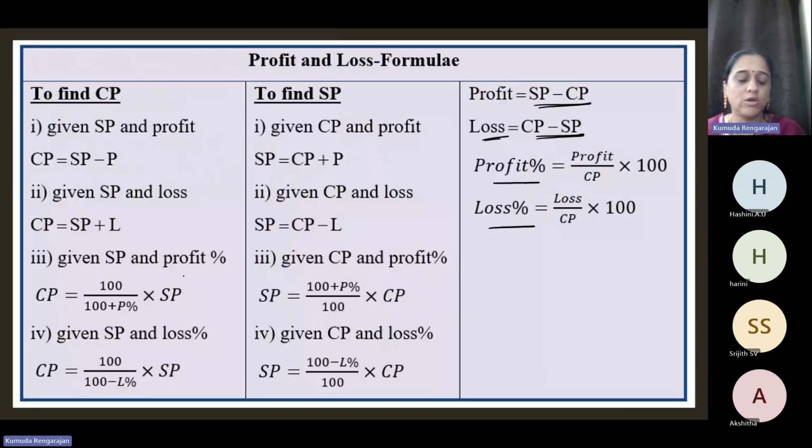Have you all taken the formula? Yes, ma'am. Okay.